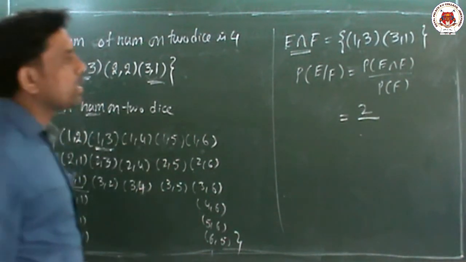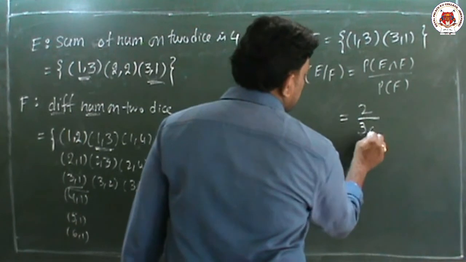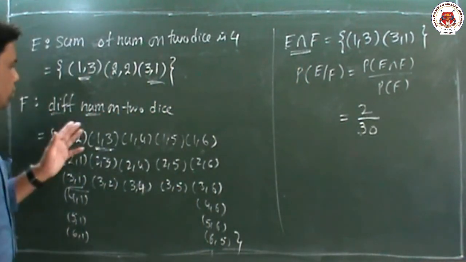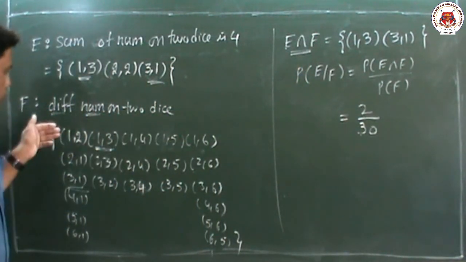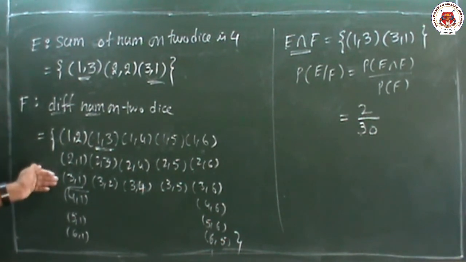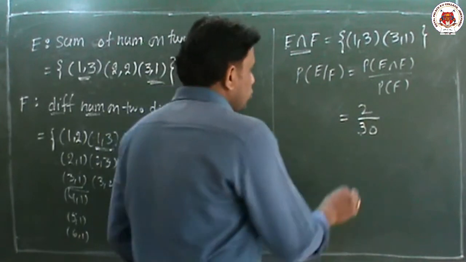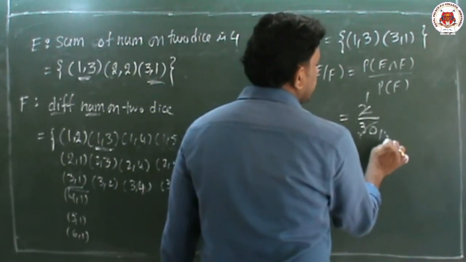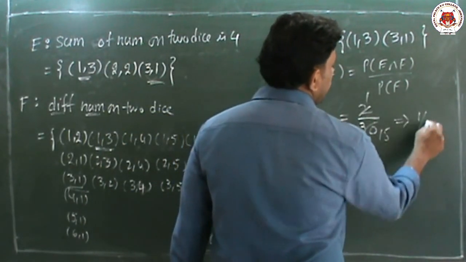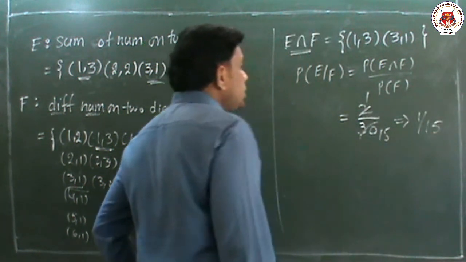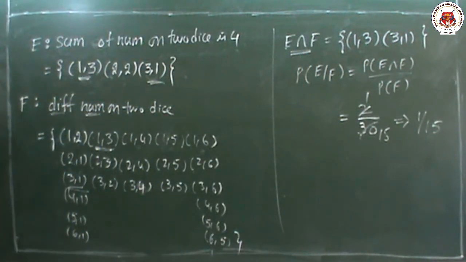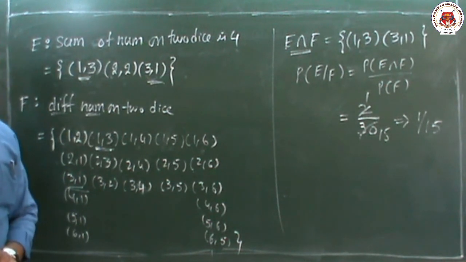6 fives are how much? 30. You can count: 5, 10, 15, 20, 25, 30 elements are there. So 2 by 30, that means 1 by 15. So in this manner, children, this is the method we will find the conditional probability. So thank you.